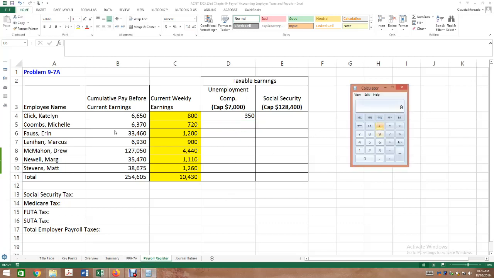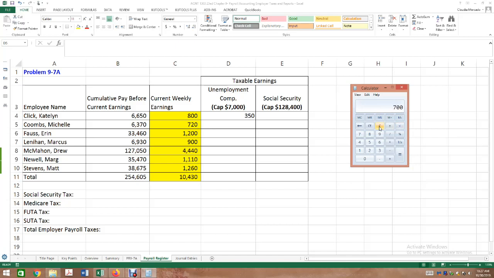Now let's do the next one. The next one has earned $6,370. So I'm going to get the $7,000, and I'm going to subtract $6,370. So what this tells me is that this employee needs to pay taxes on the next $630. Well, this employee made $720. So we're not going to pay taxes on the full amount of $720. I'm only going to pay taxes on $630. That is going to take me up to my cap of $7,000.